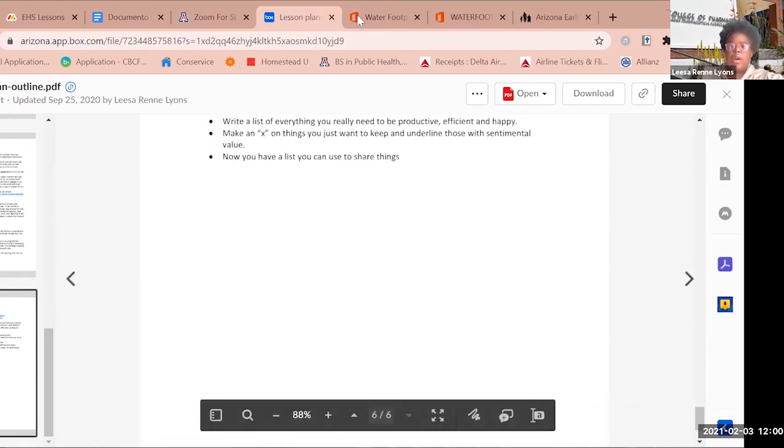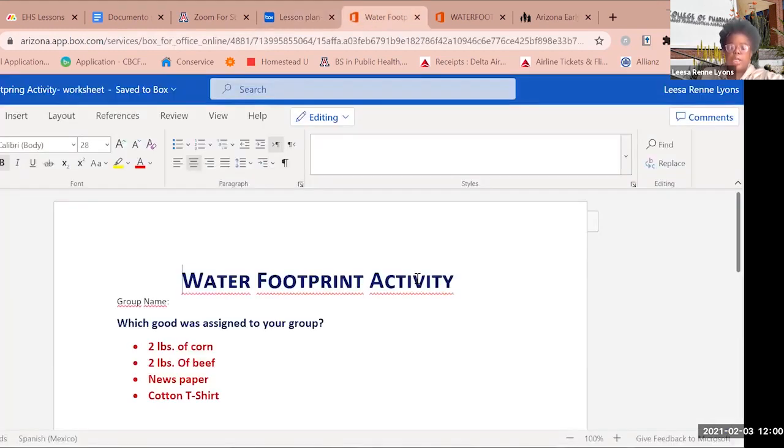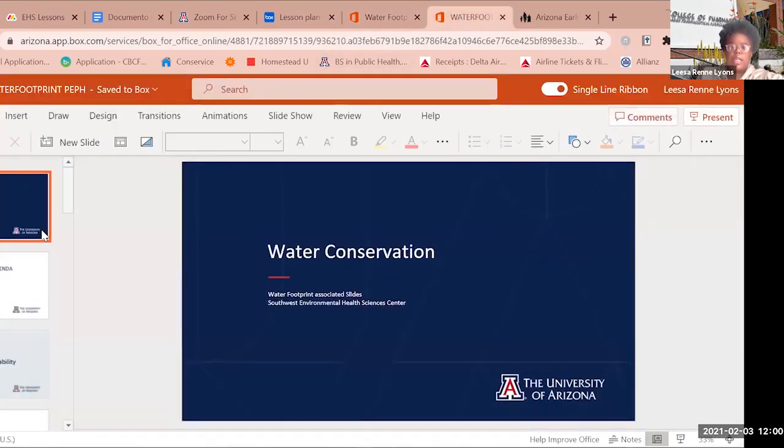Next, we're going to have the water footprint presentation. This presentation is specifically tailored to conservation methods used here in Arizona, as here at SWEC, we try to make our presentations as intentional and specific as possible.